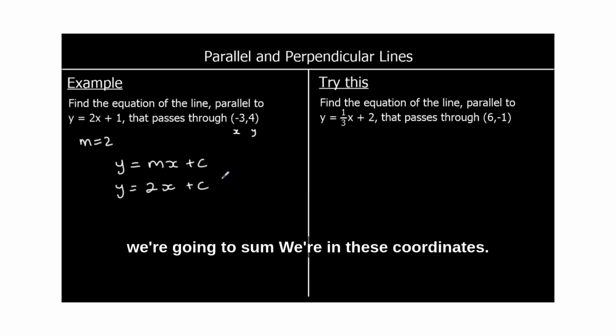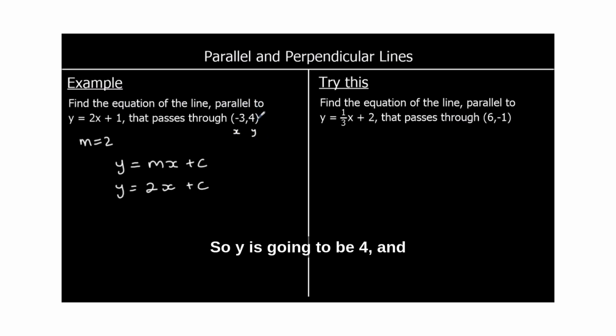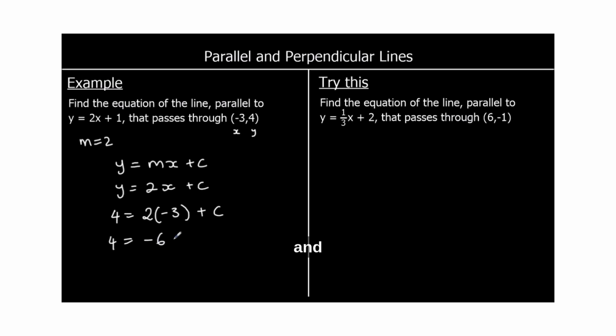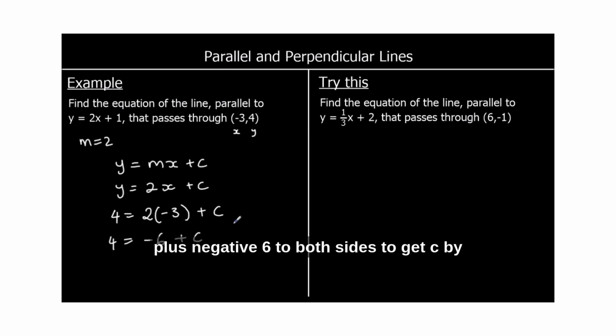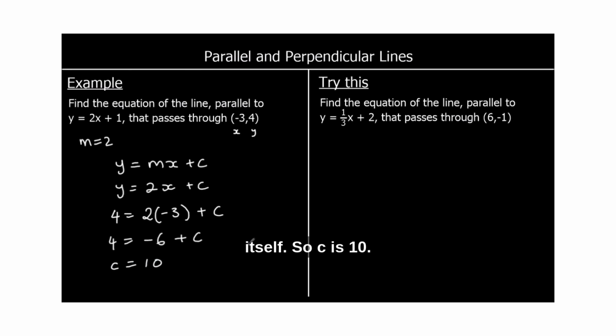To find c, we're going to substitute in these coordinates. So y is going to be 4 and x is -3. 2 times -3 is -6, and add 6 to both sides to get c by itself, so c is 10. So we've got y equals 2x plus 10.